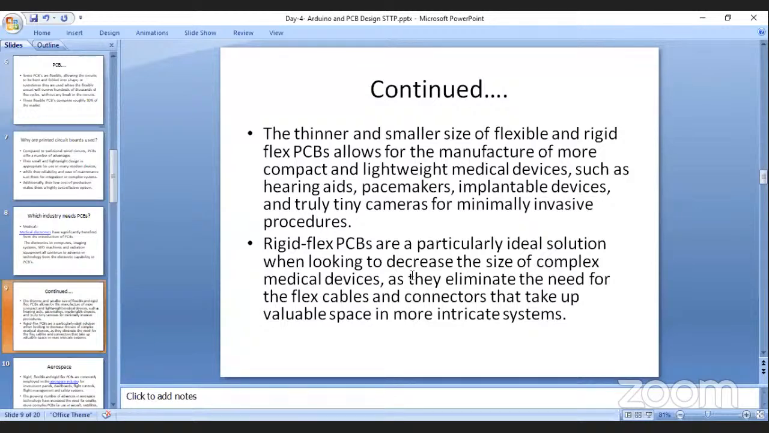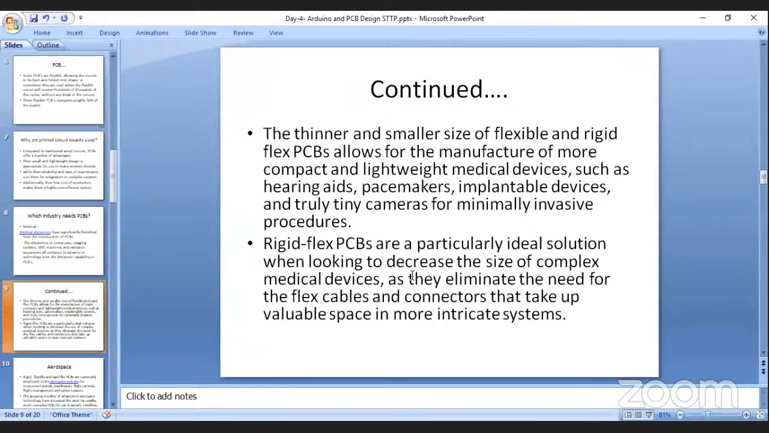What I told is thinner. The flexible PCBs come in a thin manner, and they also occupy a small size. They are flexible, they can be bent, right? So they occupy a smaller space, right? Some of the rigid-flex PCBs can also be utilized with that. Along with that, it lets the manufacturer or the designer of that particular project, that particular gadget, make a choice about which PCB to use as per the application, right?